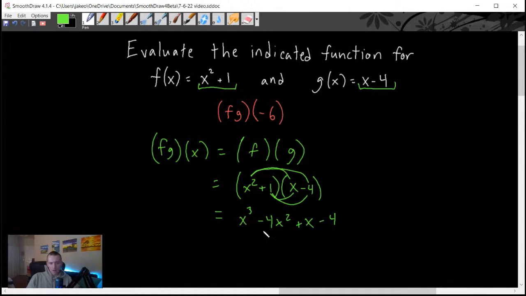But from here, you would want to try and simplify this from this point if you can.